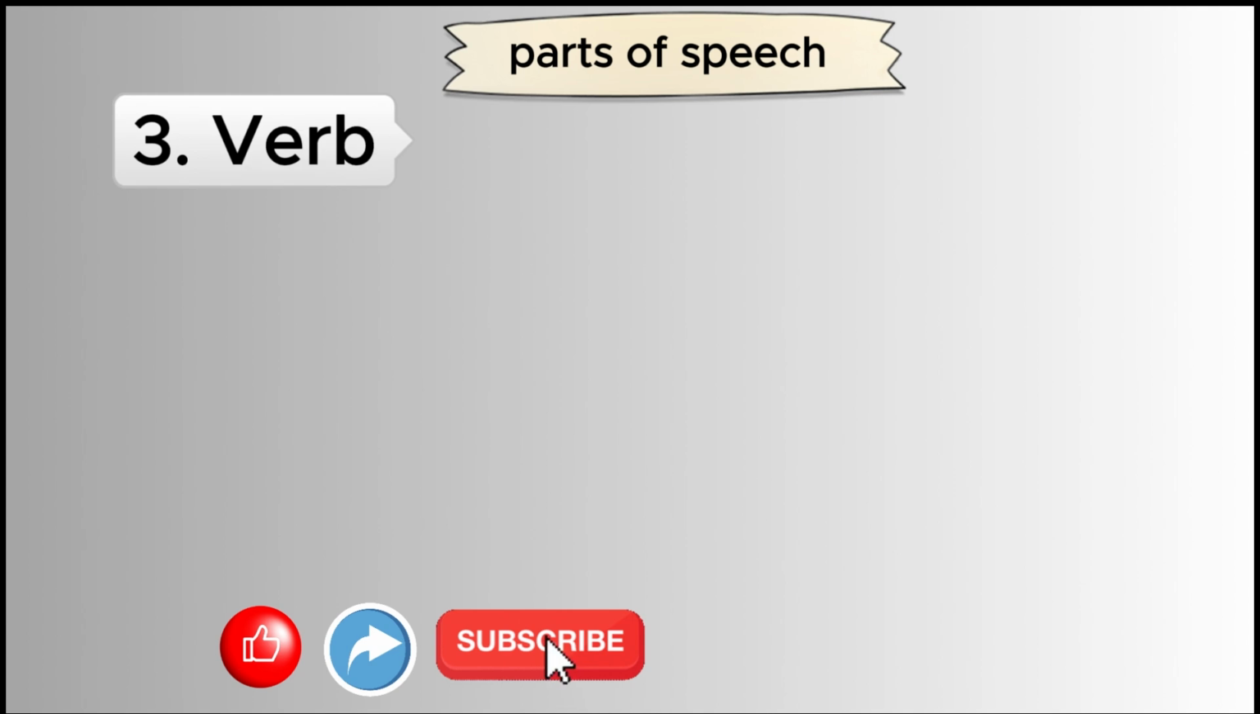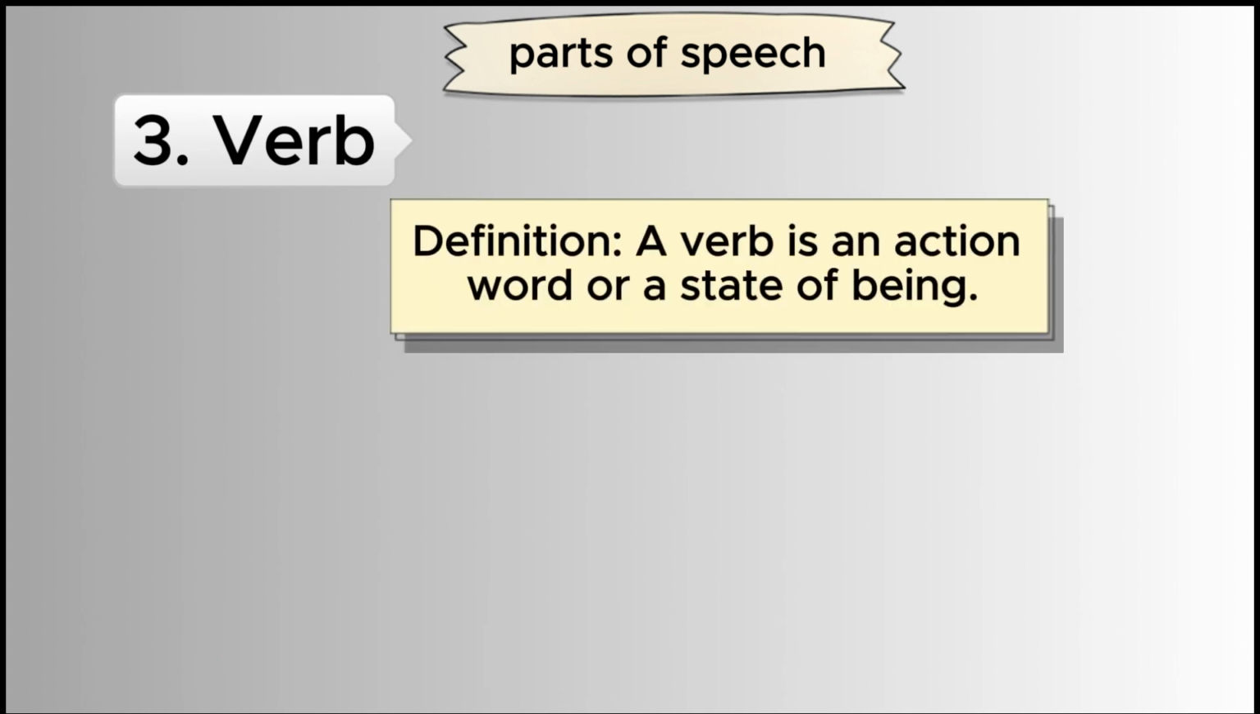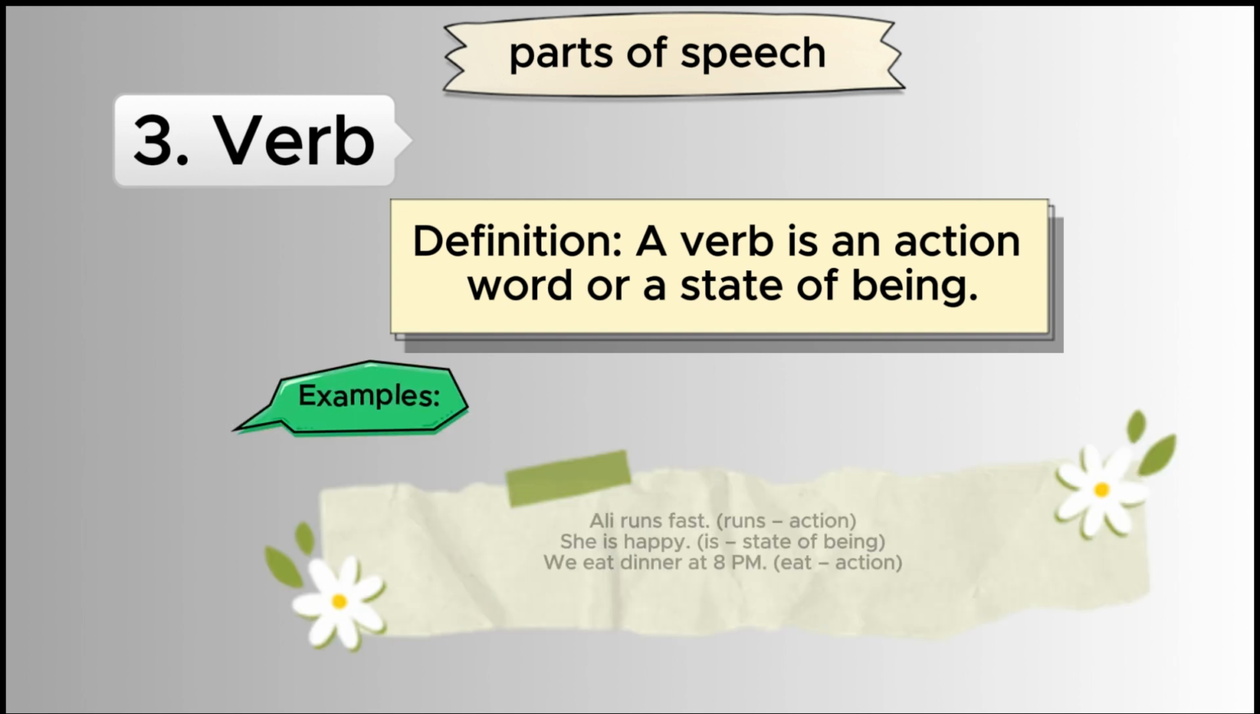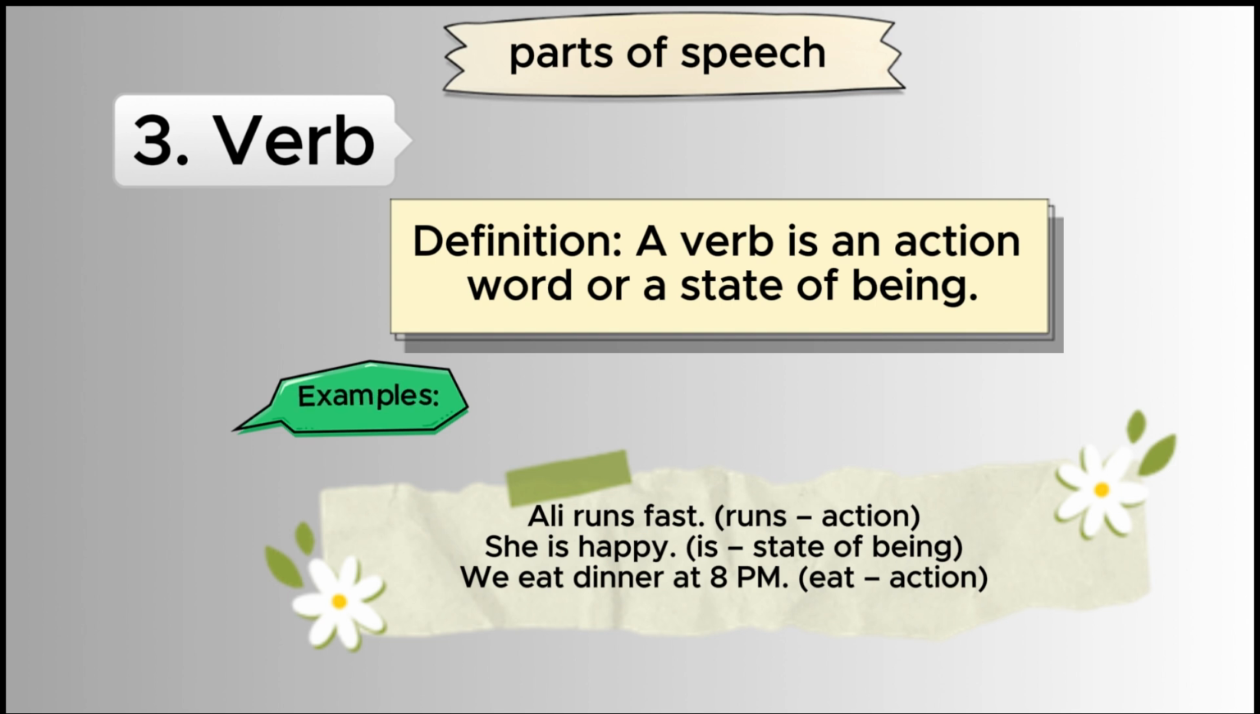Third, we will learn about verb. Definition: a verb is an action word or a state of being. Examples. Ali runs fast. Runs, action. She is happy. Is, state of being. We eat dinner at 8 p.m. Eat, action.